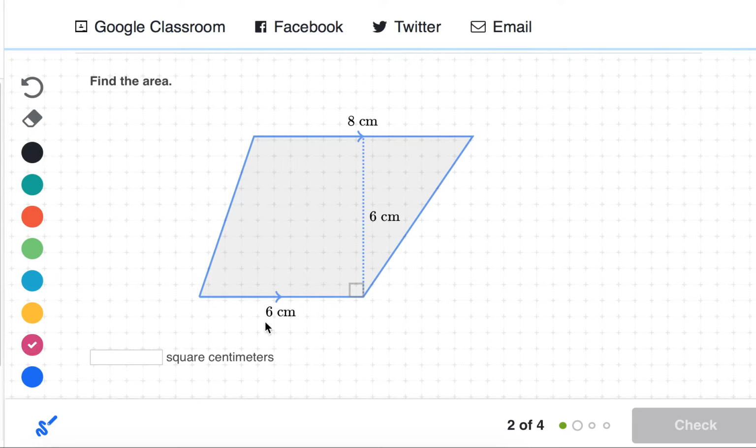Here we have a trapezoid with bases 6 and 8. The average of 6 and 8 is 7, right? 7 is halfway in between them. And then we're going to multiply by the height, 6. 7 times 6 is 42.